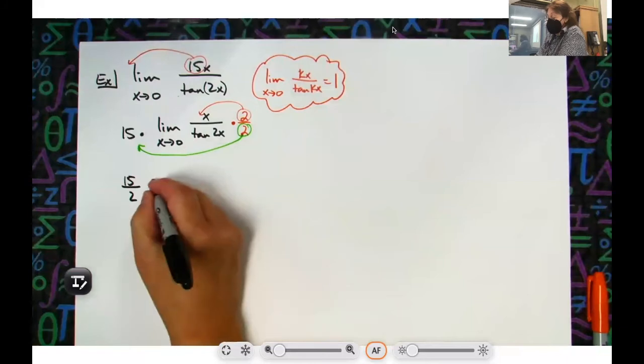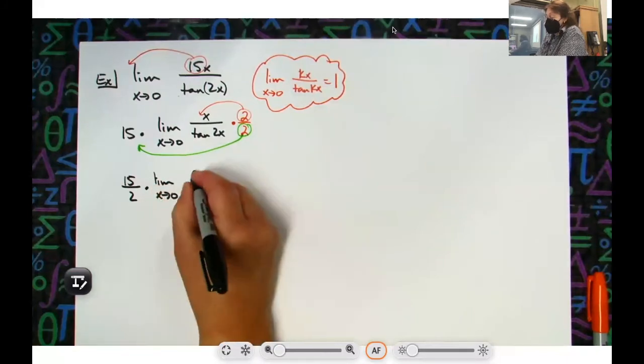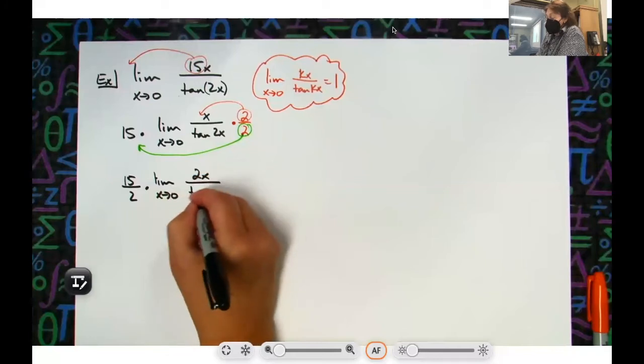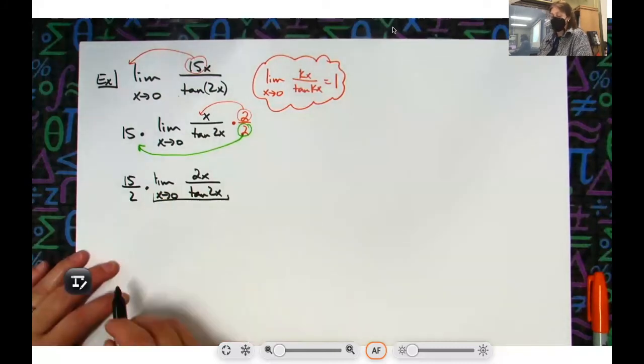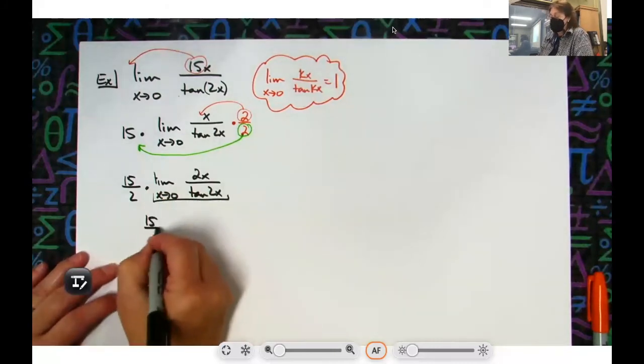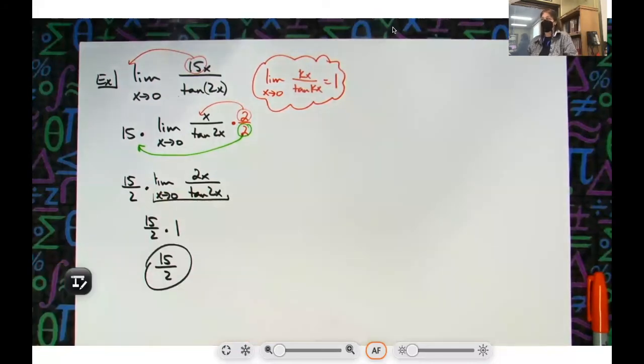Now I've got the limit as x approaches 0 of, now I can say, 2x over tangent of 2x. And now I can say, that right there I know is 1. So 15 halves times 1 is 15 halves. You've got to get used to doing this on your own.